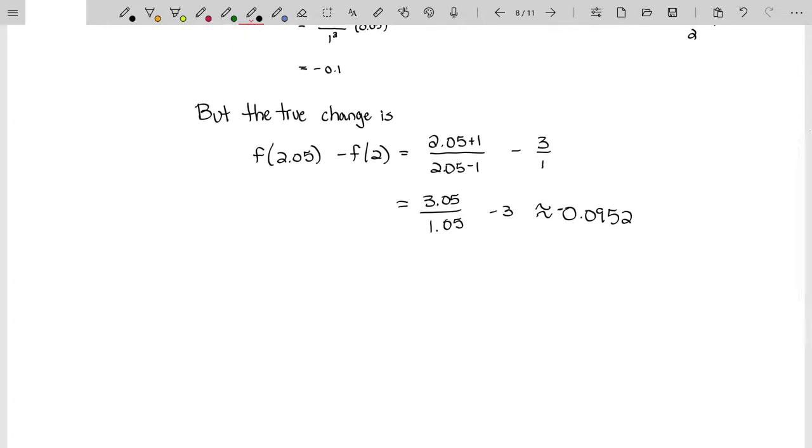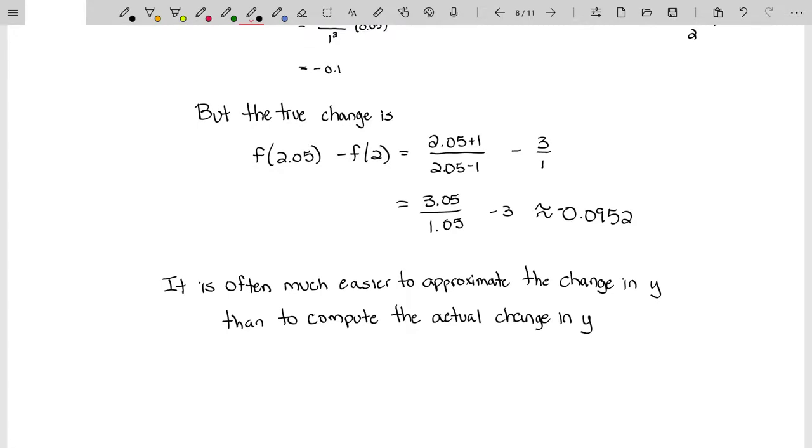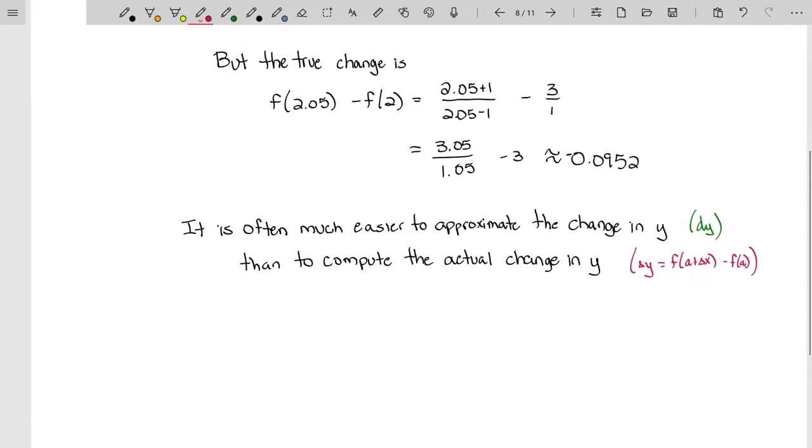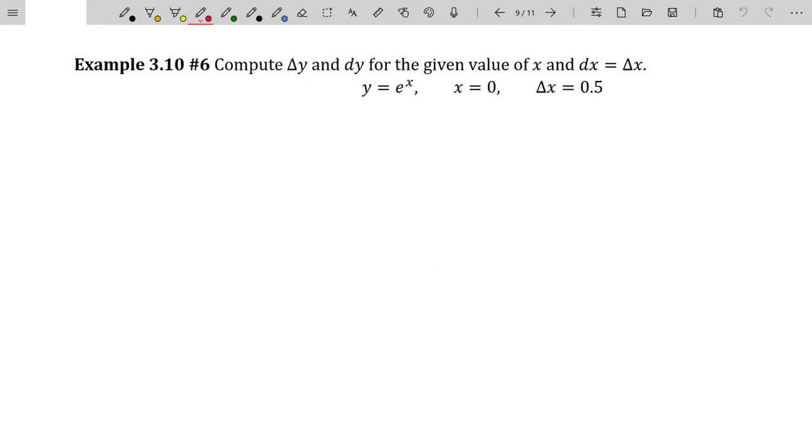In fact, I'd like to write that down. I think that's important enough to state. So again, it is often much easier to approximate the change in y, and that is done via dy, than it is to compute the actual change in y. And the actual change is computed using the delta y, which is f of a plus the wiggle minus f at a. And that's just a lot of computing there. So it's much easier to use the dy, which is just f prime of a dx. So that's why we would use a differential.